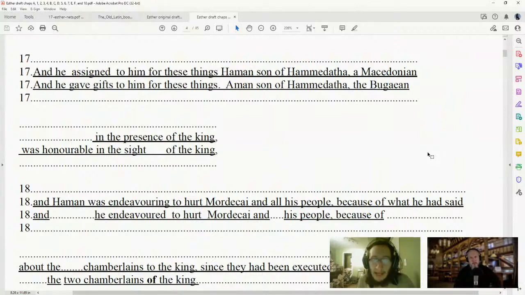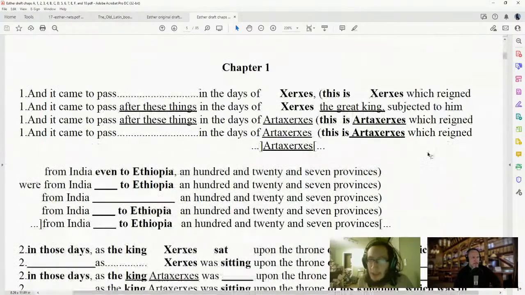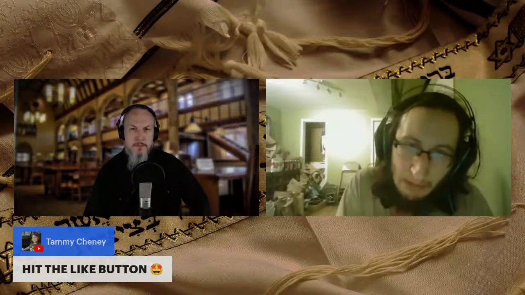Haman, the son of Hammedatha, the Bugian, I don't remember what that means, was honorable in the sight of the king. And he endeavored to hurt Mordecai and his people because of the two chamberlains of the king. So we'll stop there for a second. I mentioned last night how this seems to be intrusive to the Book of Esther, because later on it introduces Mordecai for the first time, I believe in chapter 2. So it doesn't make sense to introduce Mordecai in this spot right here.